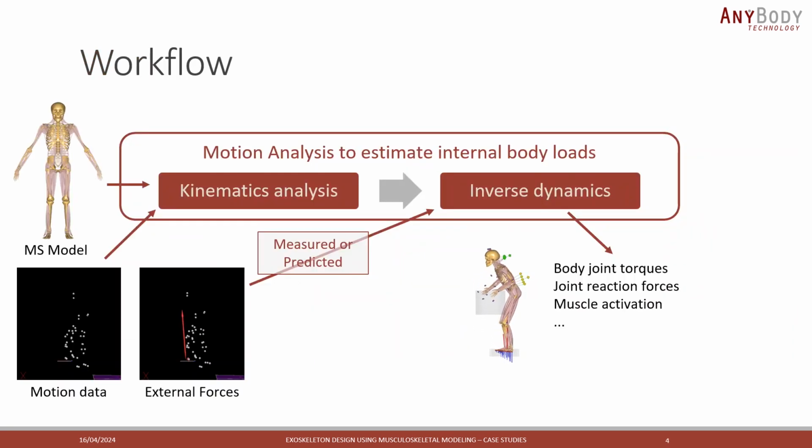A typical workflow with the inverse dynamics-based simulation is to start with the kinematics analysis. For the kinematics, you need the musculoskeletal model, and then you need to provide some motion data so the body model performs some representative activity. Then you move to the next step, which is inverse dynamics analysis. Here you need to know the external forces that affect the model. These external forces can be measured or they can be predicted by the software, such as the ground reaction force. After the inverse dynamics analysis, you should see some estimates of the internal body loads, such as joint torques, joint reaction forces, muscle activation, and so on.